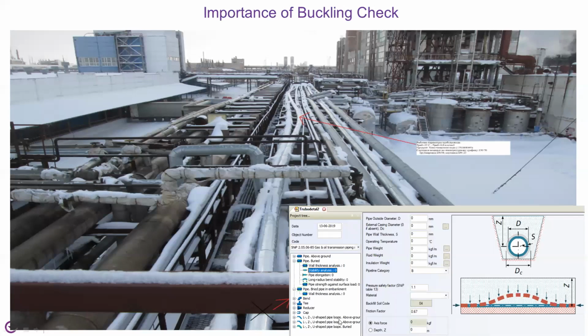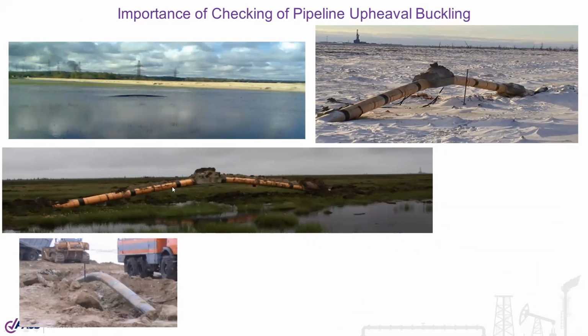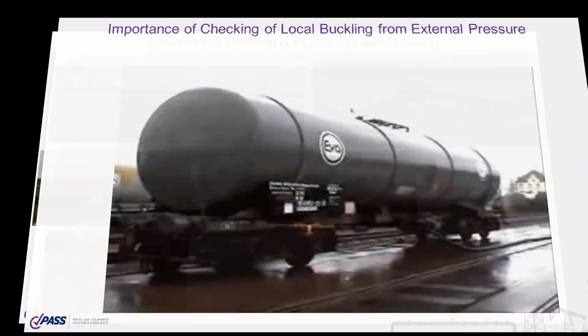You can check the longitudinal buckling using StarProf software. This is the upheaval buckling. You can see the importance of checking upheaval buckling. Also, StarProf allows you to check this problem and avoid upheaval buckling in your pipeline system.